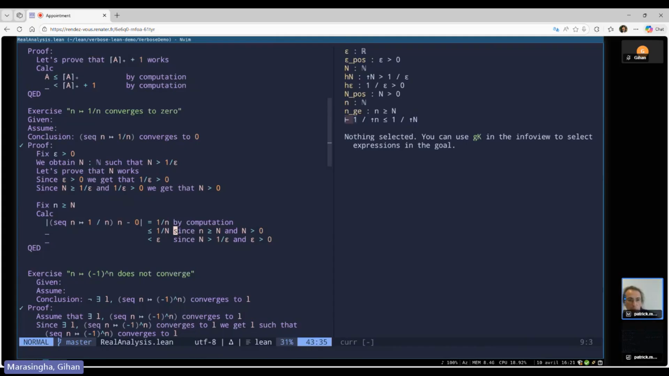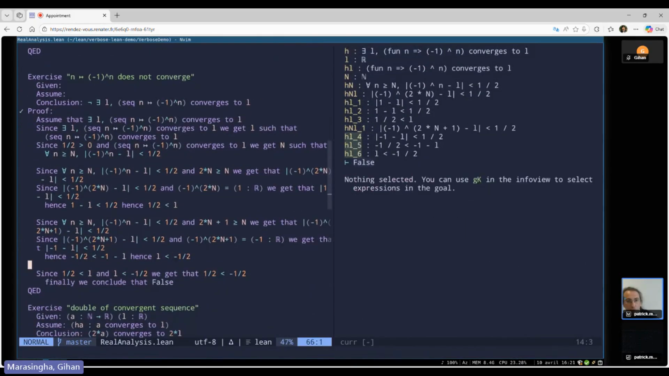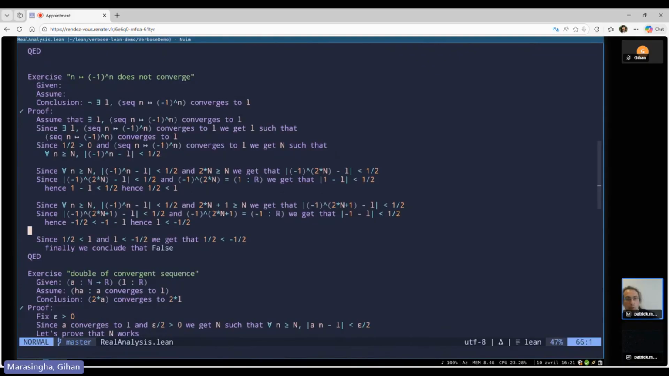And for n goes to (-1)^n does not converge, it's again a more sophisticated one. Maybe I will remove the tactic state proof, but you don't have all those halves, you have a forward reasoning without lemma names. And so I say, take a look at this line that is here. I say, since for all n bigger than capital N, the absolute value of (-1)^n minus l is less than 1/2, and 2n is bigger than n, we get that.